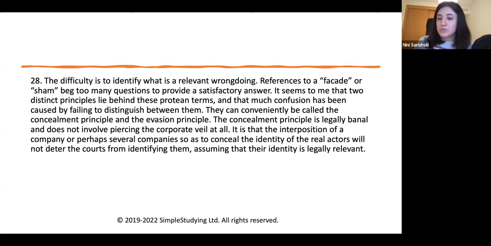The concealment principle is legally banal and does not involve piercing the corporate veil at all. It is that the interposition of a company, or perhaps several companies, so as to conceal the identity of the real actors will not deter the courts from identifying them, assuming that their identity is legally relevant. Therefore, if the company's managers are using the corporate structure to conceal their identities in case of fraudulent activities, this will not deter the court from looking behind the corporate veil.